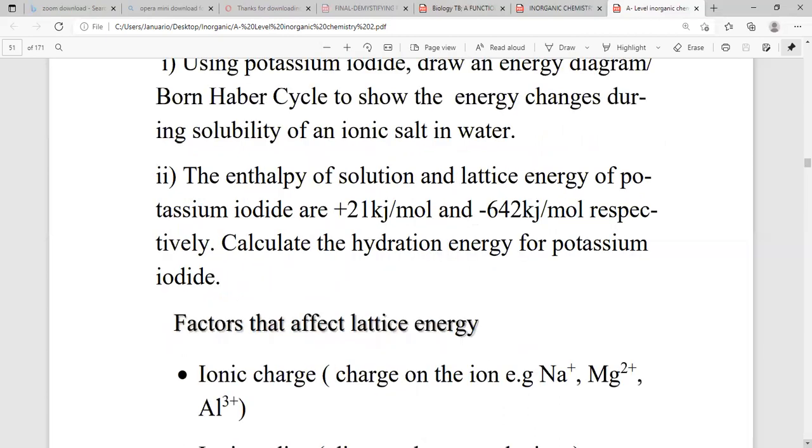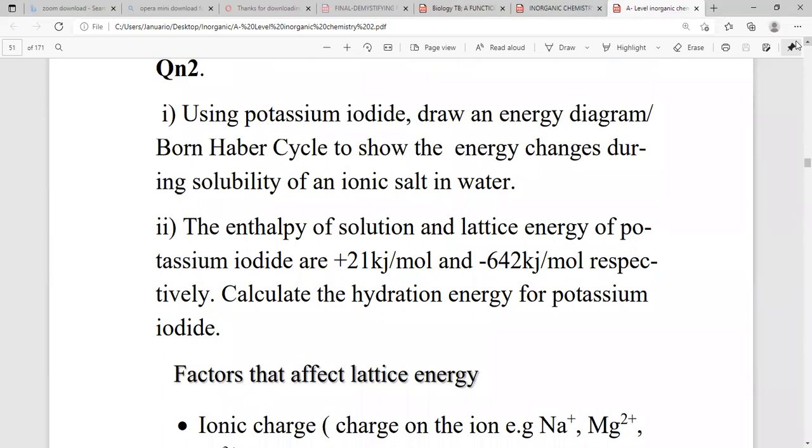You have question 2, where you have potassium iodide. You are required to draw an energy level diagram, or a Born-Haber cycle, to show the energy changes during solubility of an ionic salt in water. Then you are required to calculate the hydration energy for potassium iodide when you are given the enthalpy of solution and lattice energy. What are those factors that affect lattice energy?